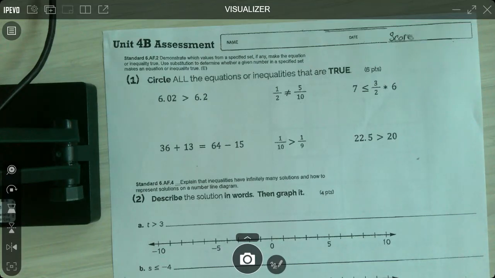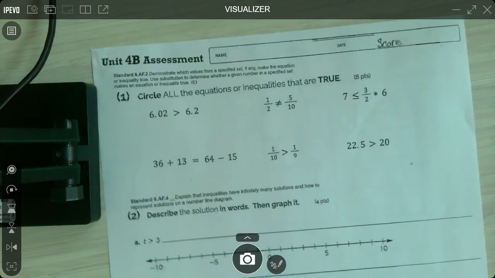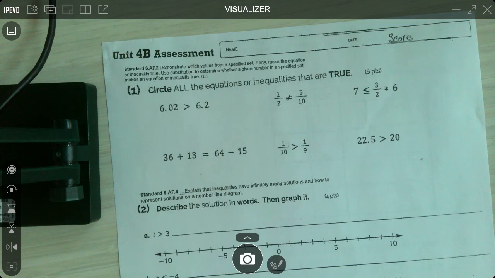Welcome to your Unit 4B Math Test Read Aloud video. On number 1, you are going to circle all of the inequalities or equations that are true.